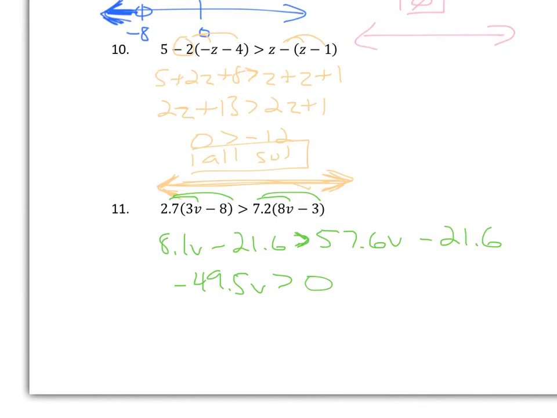When you divide by negative 49.5v, or divide by negative 49.5, that's a lot of syllables in that freaking number. Okay, oh, that's not going to happen.